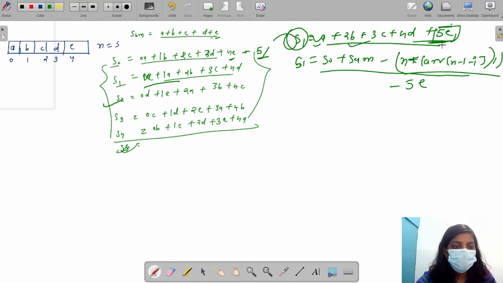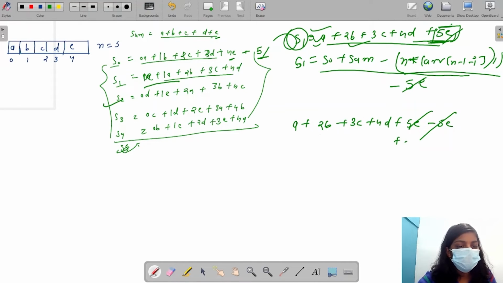So from this, if I subtract 5E, this and this cancel each other, right? Because my this answer was A plus 2B plus 3C plus 4D plus 5E minus 5E, right? So when I cancel both of these, it becomes 0E equals to 0E. So that's why I have to write this condition.